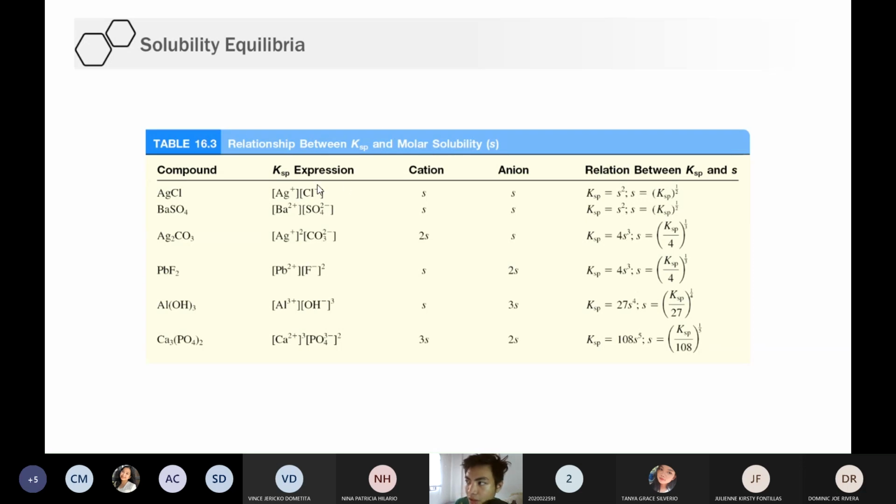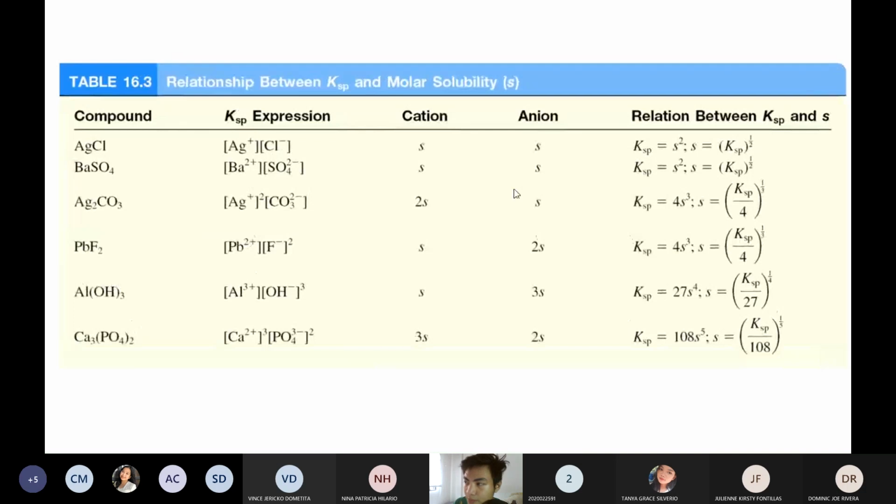If we plug it into our KSP expression for the different salts, we will get the relationships of the K and the S. Kumbaga, ito na yung format natin dito. Suppose your cation and your anion is 1-to-1 ratio. To solve for S, that will be the square root of KSP lang. So again, if ang iyong ionic compound, 1-to-1 lang yung ratio ng iyong ions, to solve for S, that will just be the square root of KSP. Just like yung ginawa natin kanina.